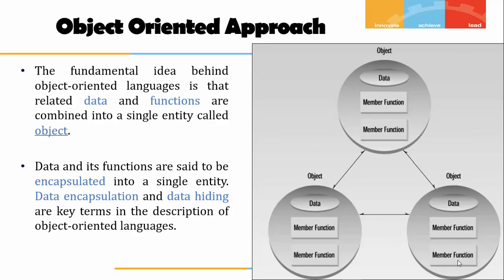Thus, a C++ program typically consists of a number of objects which communicate with each other by calling one another's member functions. So this is the organization of a C++ program.